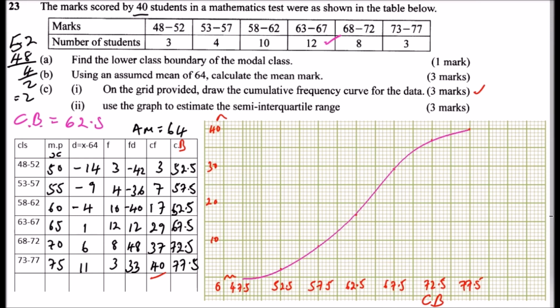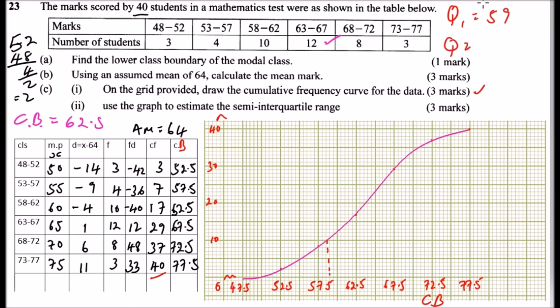Quartile range is when we divide our data into 4 equal parts, and because our total data are 40, the lower quartile is at 10, so we read the value that corresponds to 10, this value here, and if you read that value correctly, it is around 59. So you find Q1 is equal to around 59.